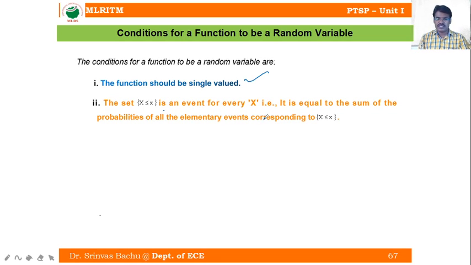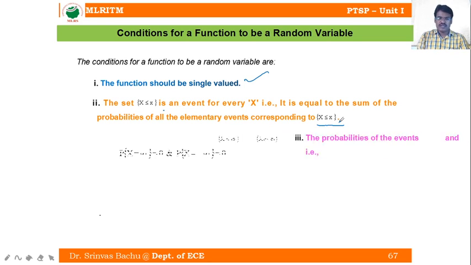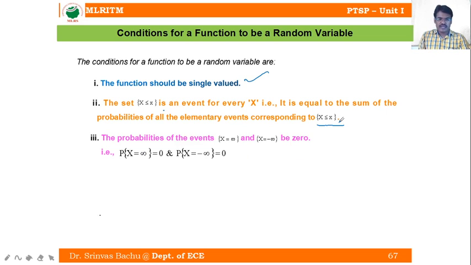That is, it is equal to the sum of the probabilities of all the elements, the events corresponding to capital X less than or equal to small x. If any event is there, X less than or equal to small x, you have to take the probabilities of all the elements corresponding to X less than or equal to x. And next, the probability of these events at infinity is 1 and at minus infinity is 0. Means the probability at infinity is 1, the probability at minus infinity is 0.